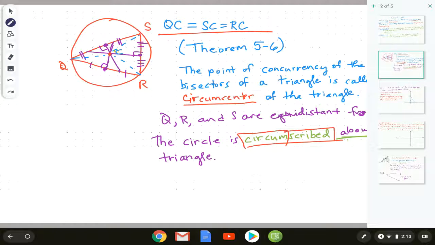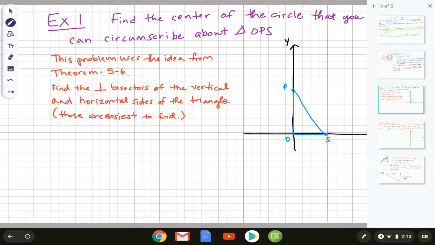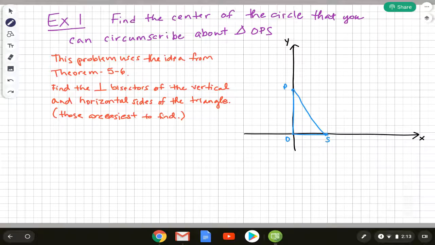All these vocabulary words, you need to start getting on Quizlet now and studying, because when we have a quiz, it's going to be hard to keep them straight if you don't. Okay, so example 1 is using Theorem 5.6, and it asks us to find the center of the circle that you can circumscribe about triangle OPS.